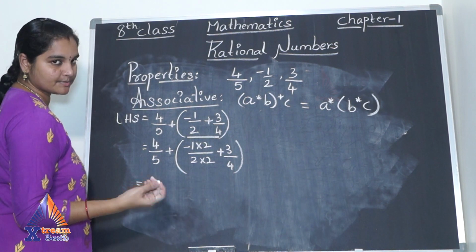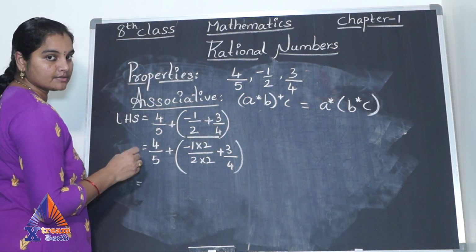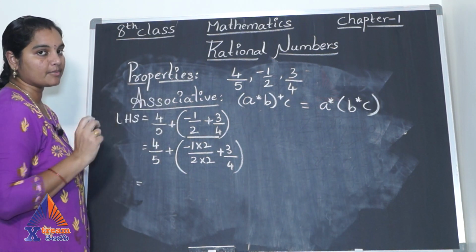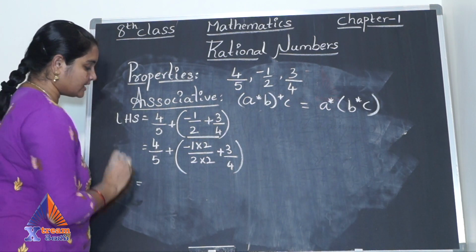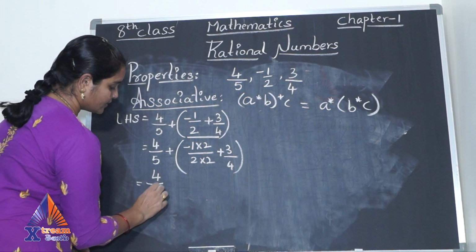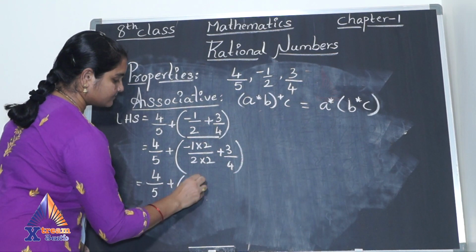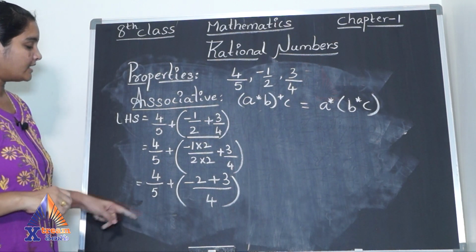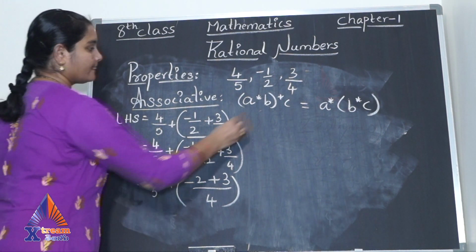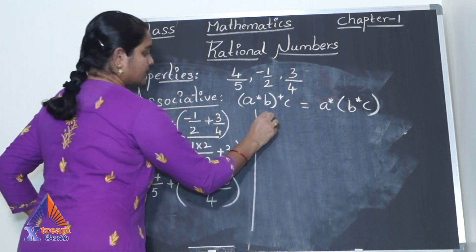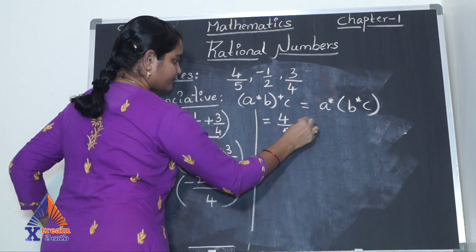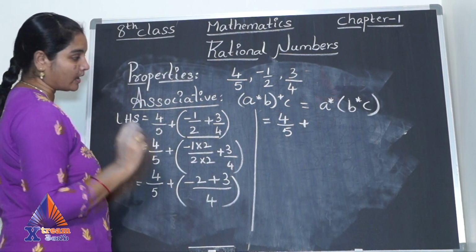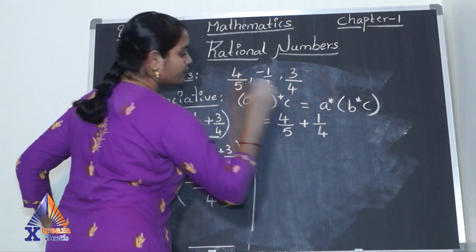It may take a few more steps than usual, but it gives you the actual result of whether rational numbers can hold the associative property or not. So it might take a little long to solve this, so have some patience. Minus 2 plus 3 by 4. So now what we get is 4 by 5 plus, minus 2 plus 3 gives us plus 1. So we have 1 by 4.